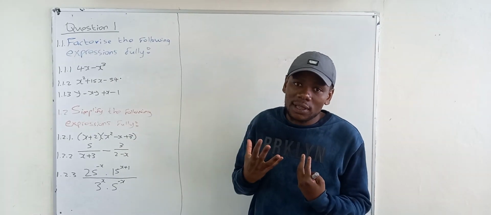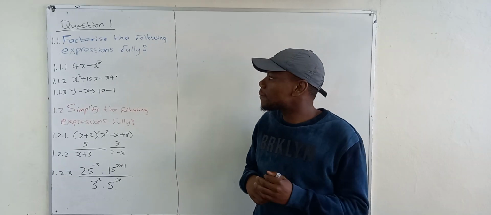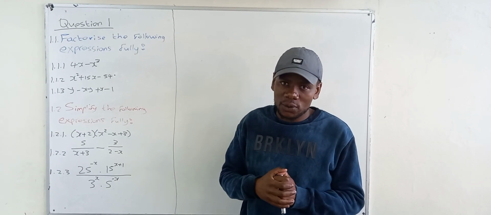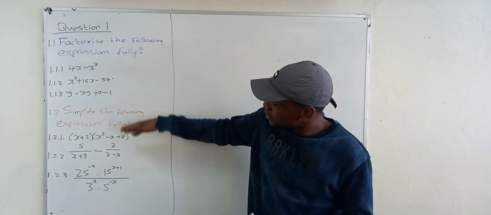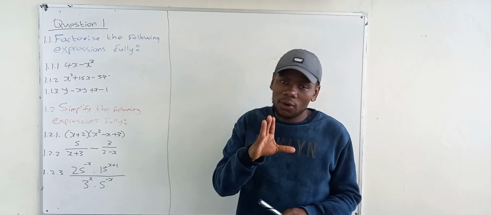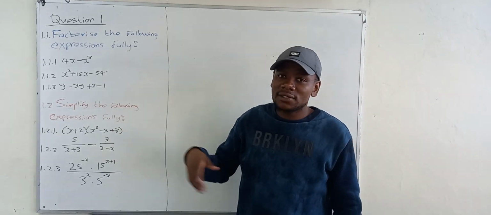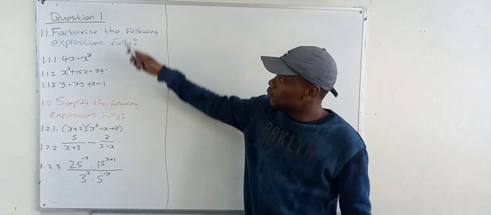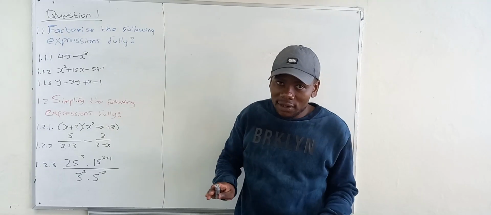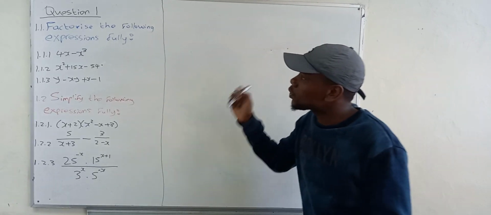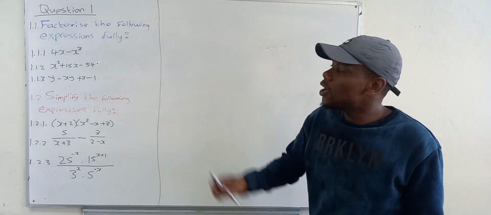So I'm focusing on the previous question papers, guys, because I'm aware you're about to write your June exams. So this question paper is from 2018. You can go and search the previous question papers. So the one I'm doing now is from 2018. So it's question 1 only for today. So it says factorize the following expressions fully.